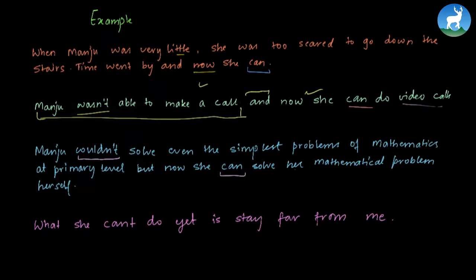So this is showing ability and inability in the same statement. And finally, what she can't do yet is stay far from me. So this is an inability that Manju has, that she cannot stay far away from Sharada. So here can't is showing inability, couldn't is showing inability, wasn't able to is showing another inability, and all the other modal verbs are showing the ability.